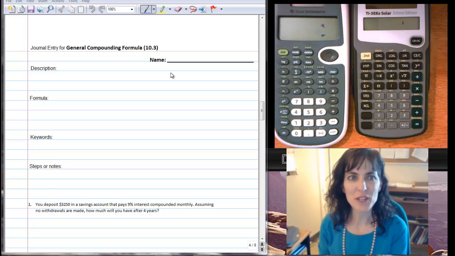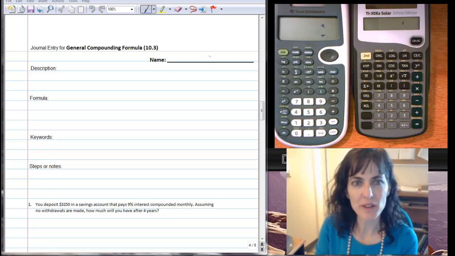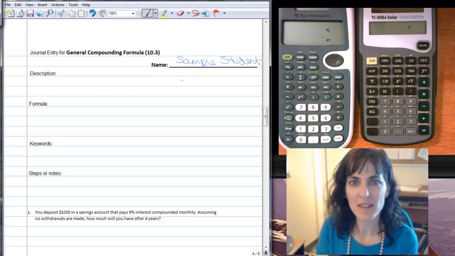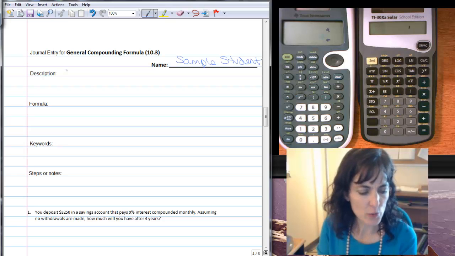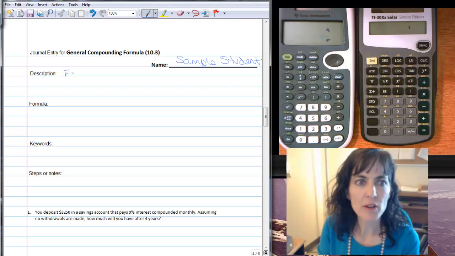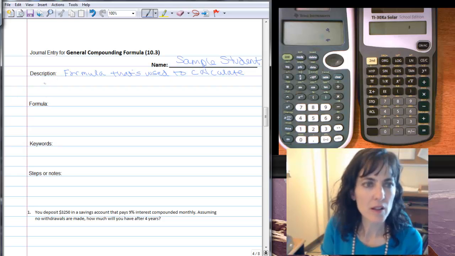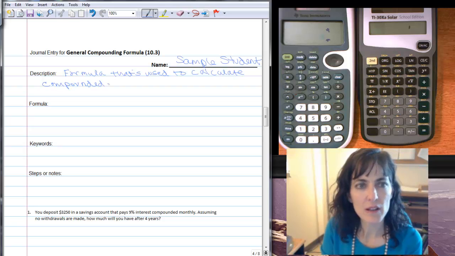Time for a journal entry for general compounding formula. So remember to put your name, and then a description: the general compounding formula is going to be a formula that's used to calculate compounded interest.